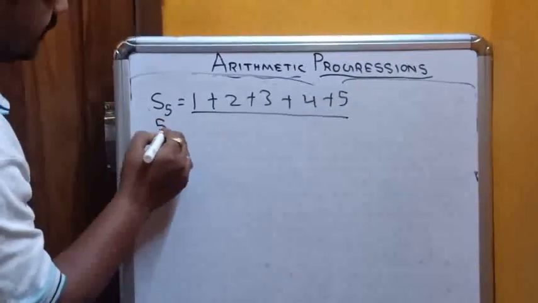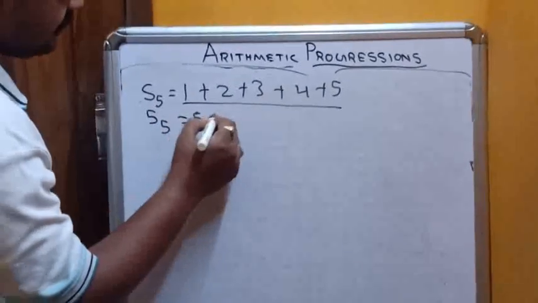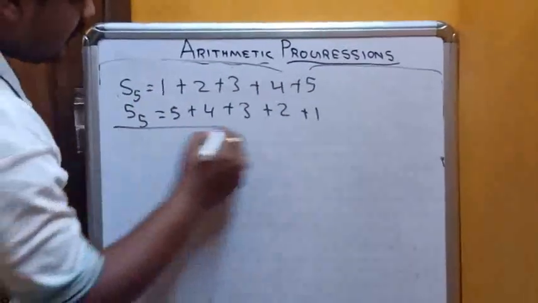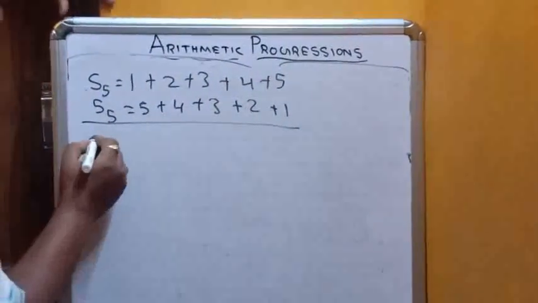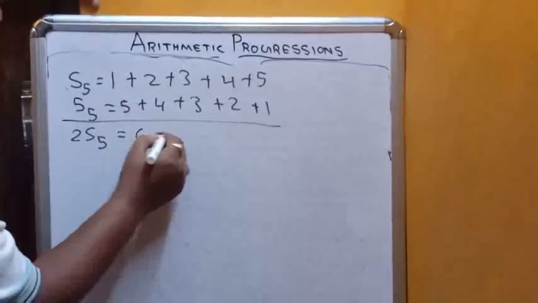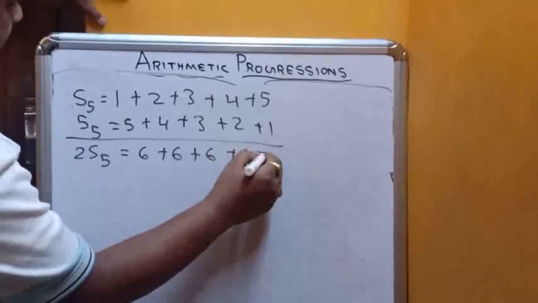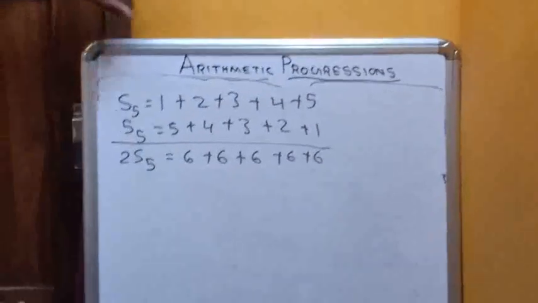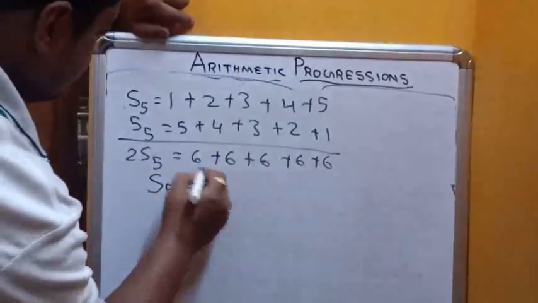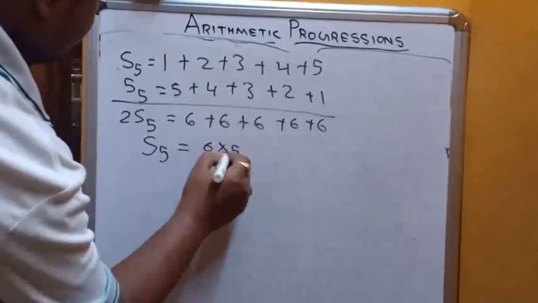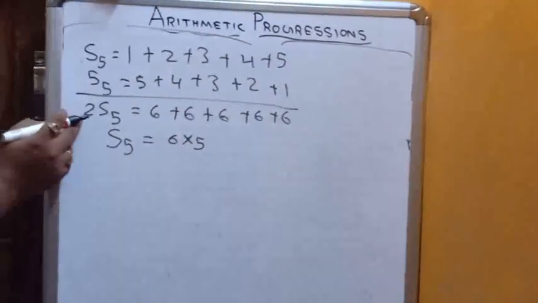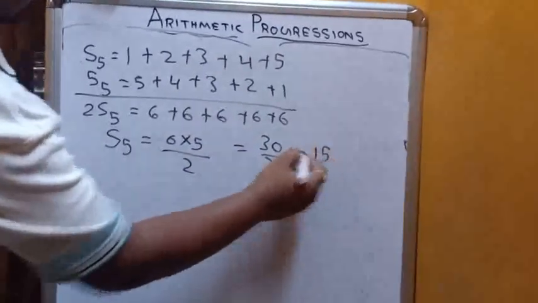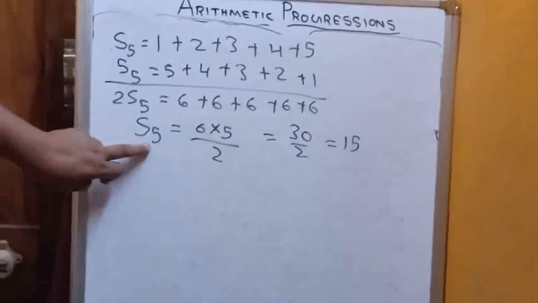Reversely you write it as 5, 4, 3, 2, 1. Then you know the addition, so you just add. 2 times the sum of the fifth term equals 6 plus 6 plus 6 plus 6 plus 6. But I want only the sum of the 5 terms. So how can you find out? 2 S5 equals 6 into 5. Can I write that? Yes or no? And this 2 goes to that side. So how much are you getting? 30 by 2 equals 15. Yes or no? This is S5.